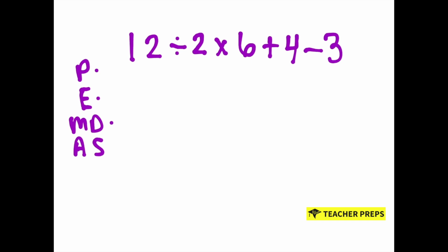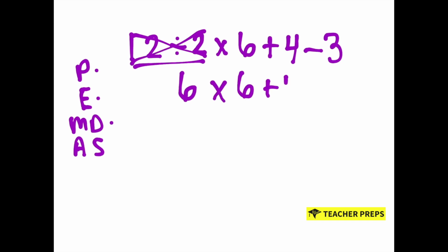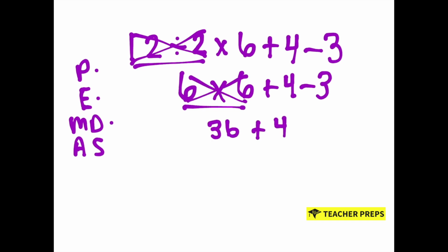Remember, you do whatever shows up first in the problem. So since this has both division and multiplication in it, we do the division first because it happens first in our problem. So we're going to do 12 divided by 2. 12 divided by 2 is 6. Cross both those off since we finished it and copy everything else down. Now that we've done the division, we can do the multiplication. 6 times 6 is 36. Cross that off because we finished it and bring everything down.